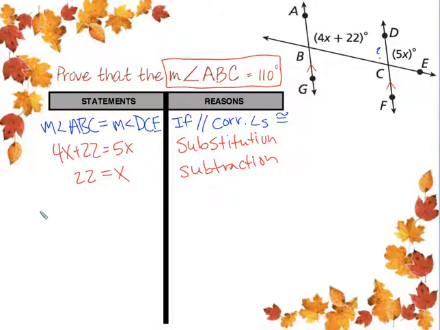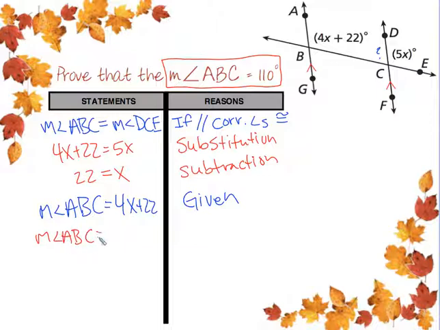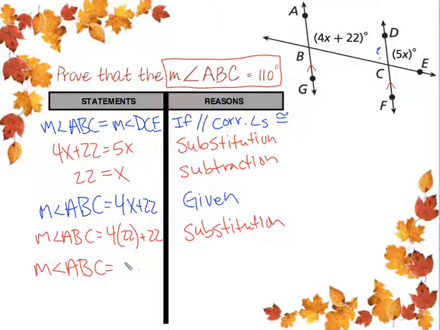So we need to get what the measure of angle ABC is. So ABC in the picture is 4x plus 22. That's just given. So then we can plug in 22 for x. That's substitution. And then you actually solve it and get the measure of angle ABC equals 110. That is arithmetic because it's just math on one side.